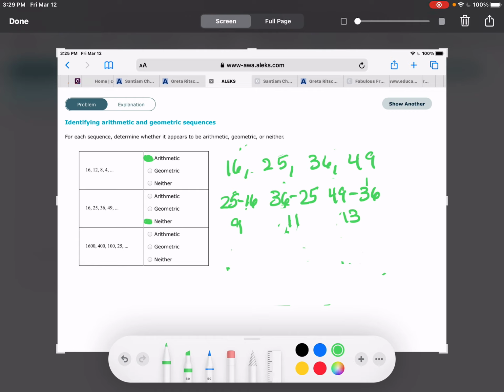And we're going to be looking at 25 divided by 100. That would be 1/4. How about 100 divided by 400? That would be 1/4. And 400 divided by 1600, that would also be 1/4. So this is geometric. The dividing works just fine. So we're going to go arithmetic, neither, and geometric.